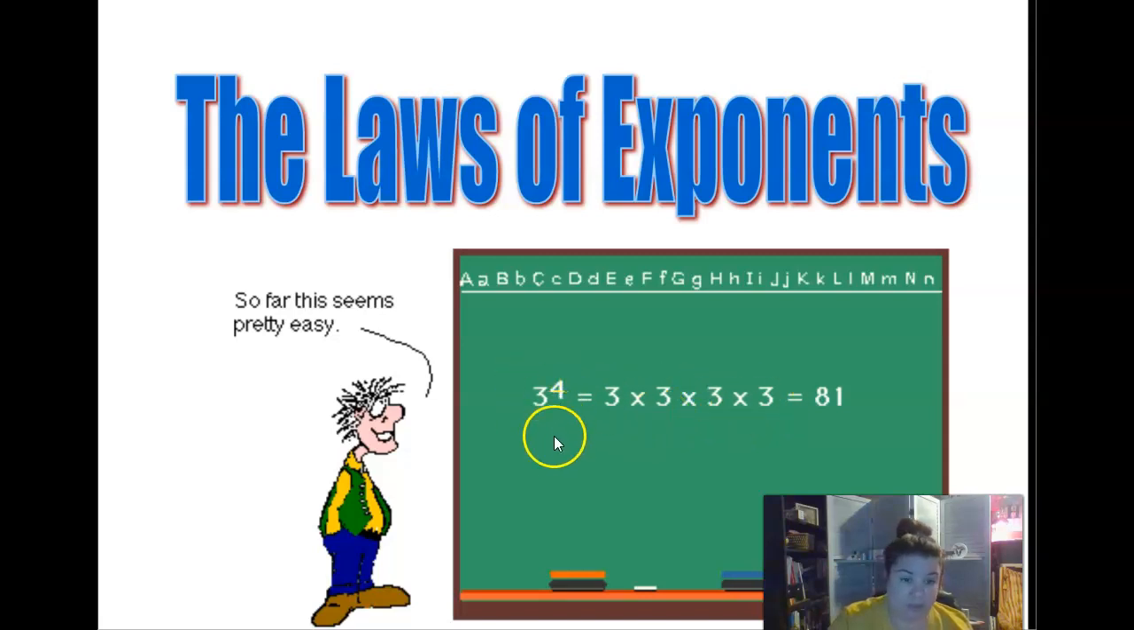It's not 3 times 4. That would be 12. This is 3 times 3 is 9. 9 times 3 to get 81.